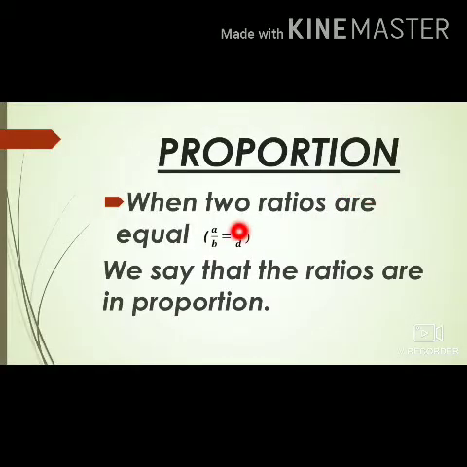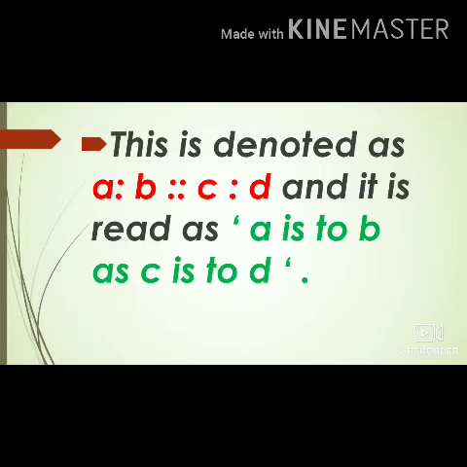Proportion. When two ratios are equal, A by B is equal to C by D, we say that the ratios are in proportion. A proportion is simply a statement that two ratios are equal. This is denoted as A is to B :: C is to D, and it is read as A is to B as C is to D.